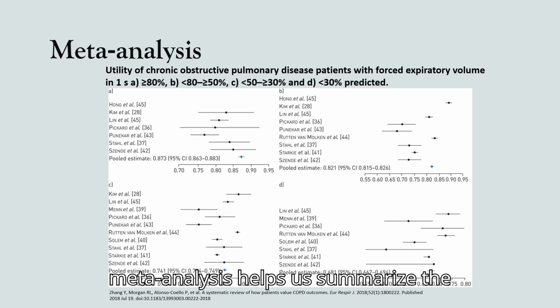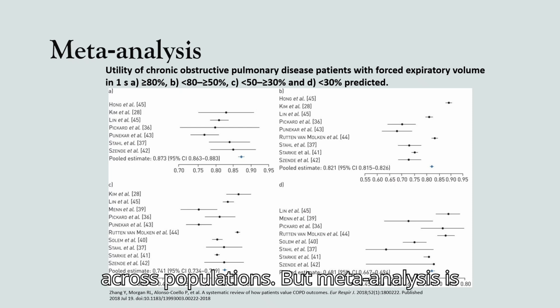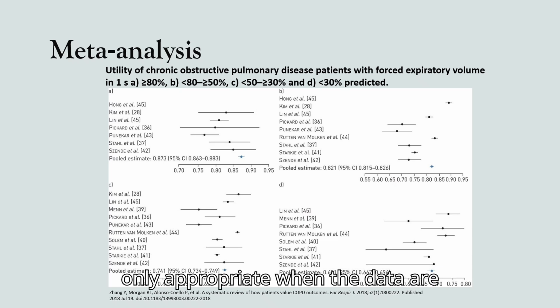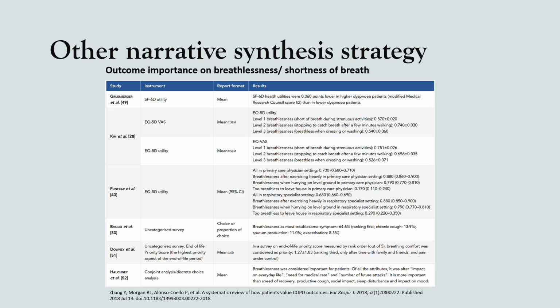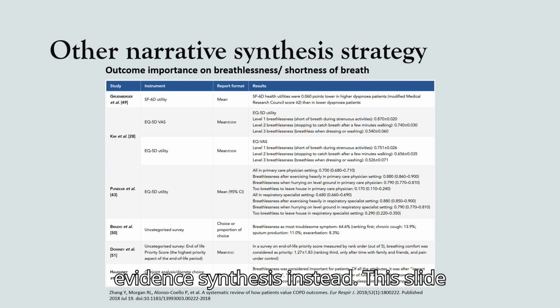This approach of meta-analysis helps us summarize the results across studies, reduce random error, and identify patterns across populations. But meta-analysis is only appropriate when the data are sufficiently similar. In many values and preferences systematic reviews, meta-analysis is not feasible. Studies often differ in measurement tools, outcome definitions, reporting formats, populations, and contexts. In these situations, we use narrative evidence synthesis instead.